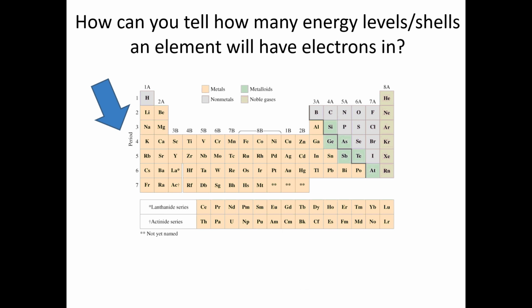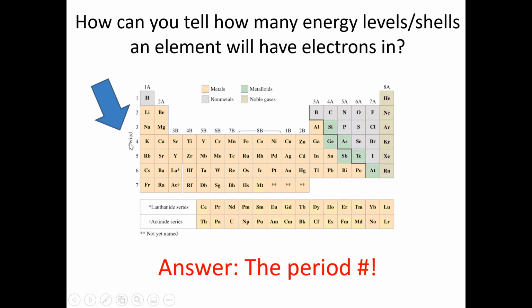How do you know how many energy levels, aka shells, an element will have electrons in? You look at its period number. So for example, hydrogen has just 1 electron in the first shell because it's in row number 1. Same with helium. It only has electrons in the first shell. All of these atoms have electrons in the first shell and the second shell. And so on and so forth.